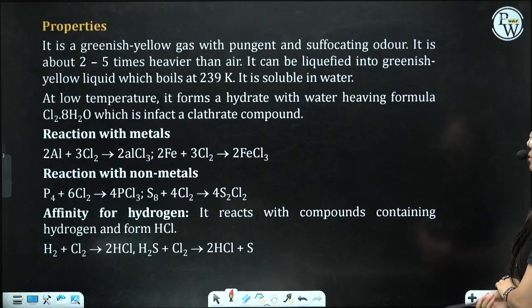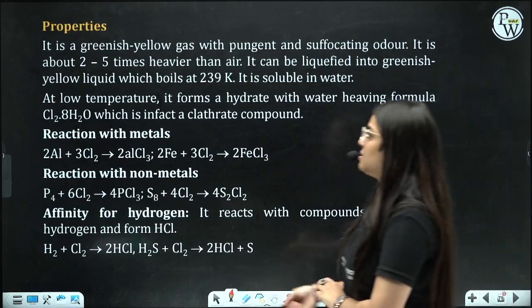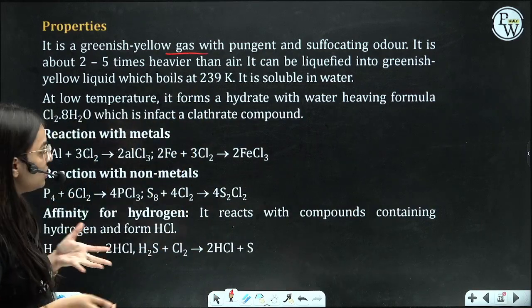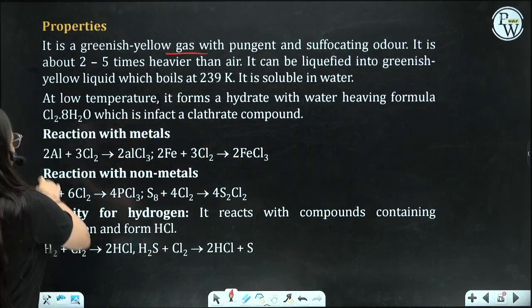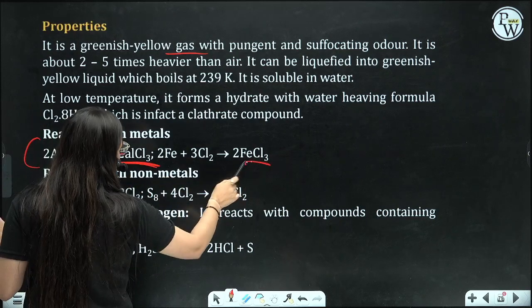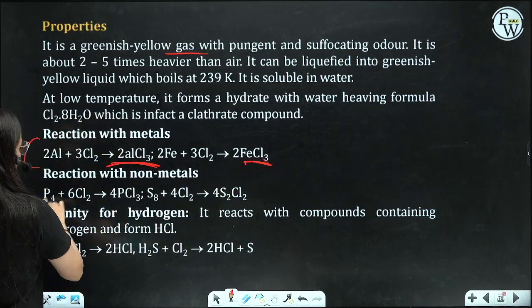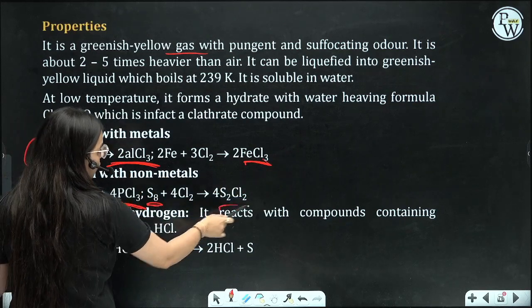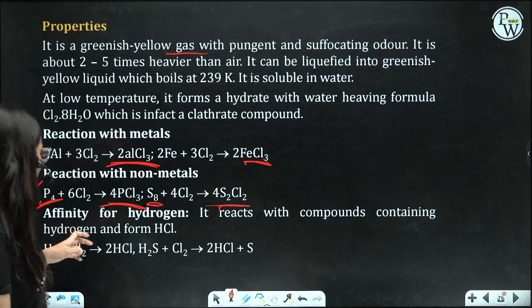Then come the properties. It is a greenish yellow gas with pungent and suffocating odor. It is heavier than air. When it reacts with metals, it will form AlCl3. For example, if it reacts with Fe, it will form FeCl3. It will react with non-metals, for example P4, it will form PCl3. It will react with sulfur, it will form S2Cl2.